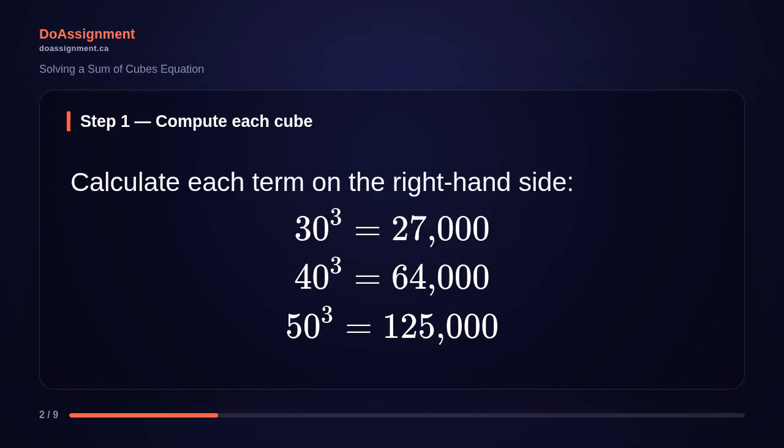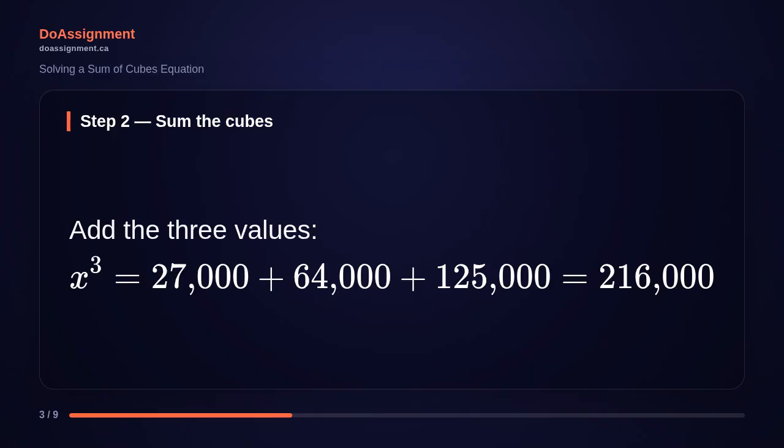Let's start by computing each cube. 30 cubed is 27,000, 40 cubed is 64,000, and 50 cubed is 125,000. Adding those together, 27,000 plus 64,000 plus 125,000 equals 216,000. So x cubed equals 216,000.